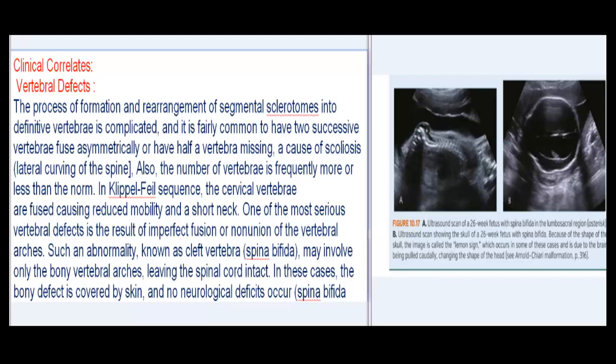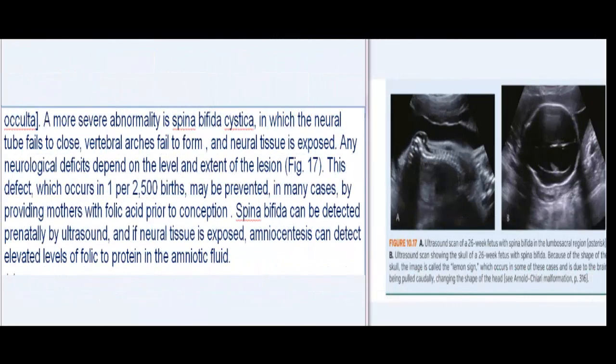One of the most serious vertebral defects is the result of imperfect fusion or non-union of the vertebral arches. Such an abnormality, known as cleft vertebra or spina bifida, may involve only the bony vertebral arches, leaving the spinal cord intact. In these cases, the bony defect is covered by skin, and no neurological deficits occur: spina bifida occulta. A more severe abnormality is spina bifida cystica, in which the neural tube fails to close, vertebral arches fail to form, and neural tissue is exposed. Any neurological deficits depend on the level and extent of the lesion, Fig. 17.